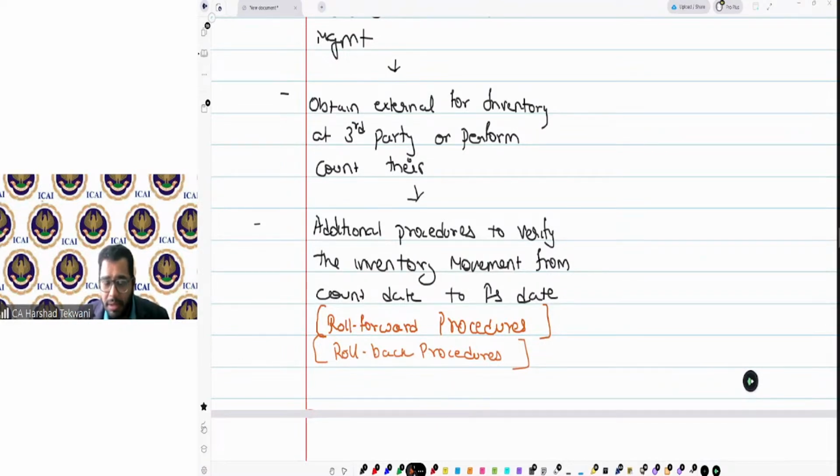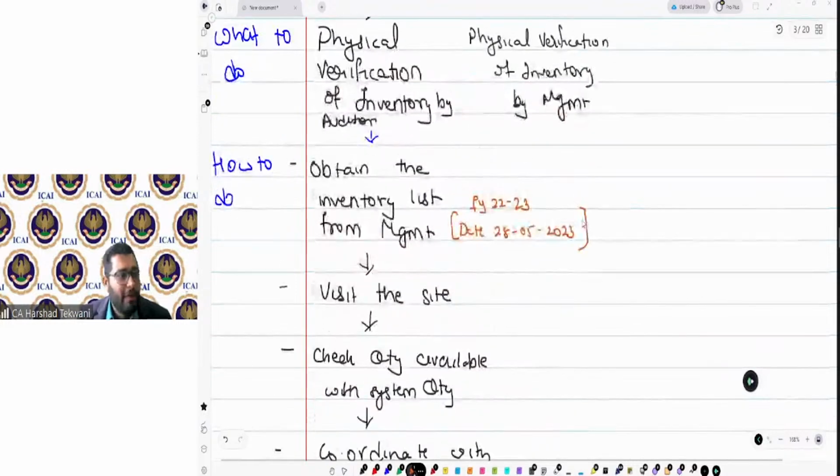Now that is very good, Mohammed. Very good, Kriti. Good, Geeta. Good, Charu. So that is something I'm talking about, inventory count performed by the auditor.